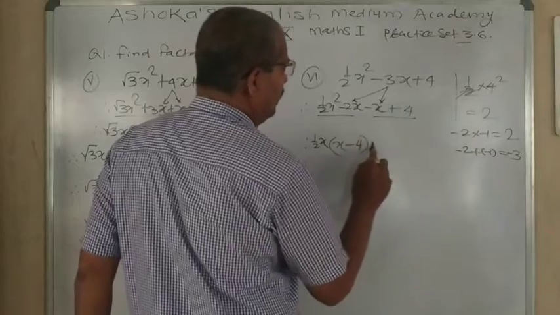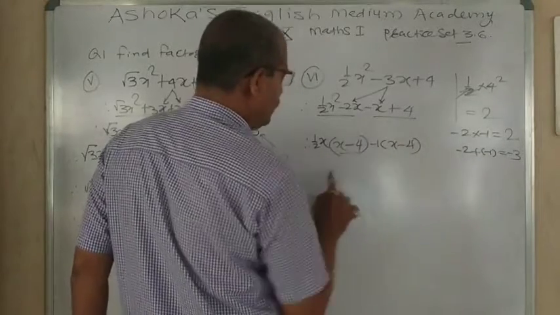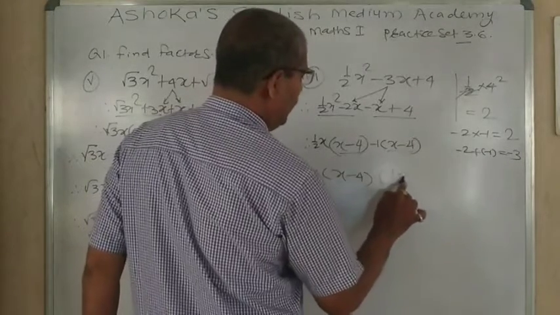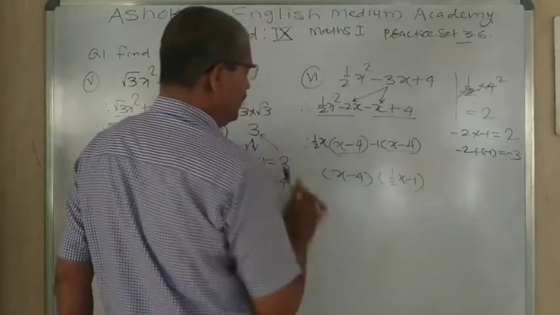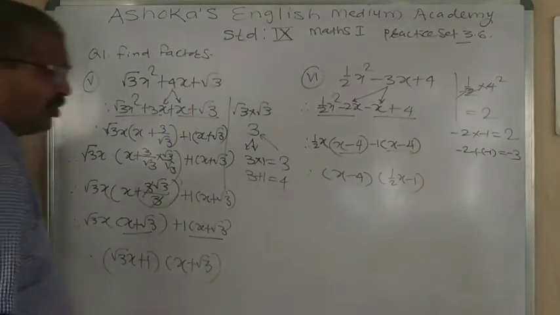Now from this nothing is common, minus 1 is common, and x minus 4. Now this is x minus 4, and half x minus 1 is the answer. Now in this way we will enter into question number 2.